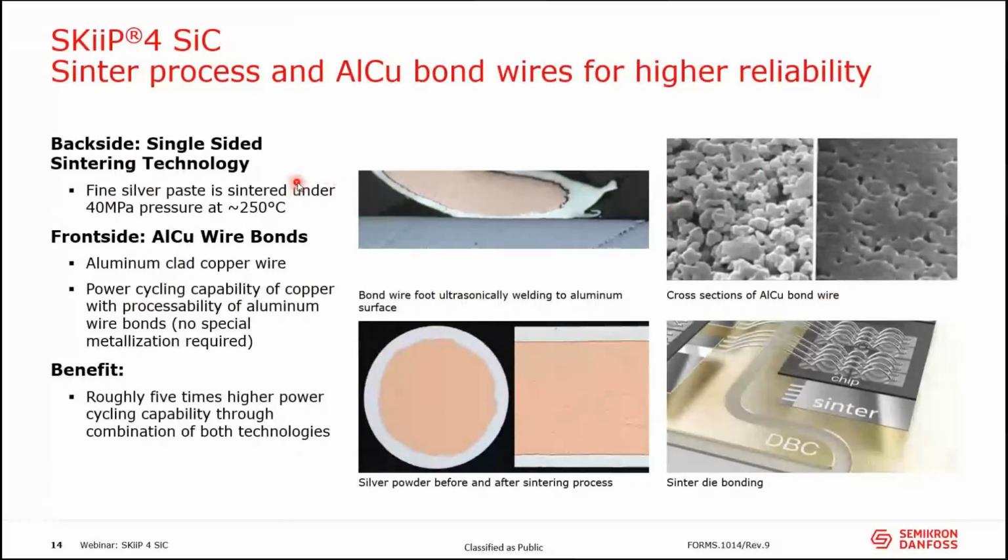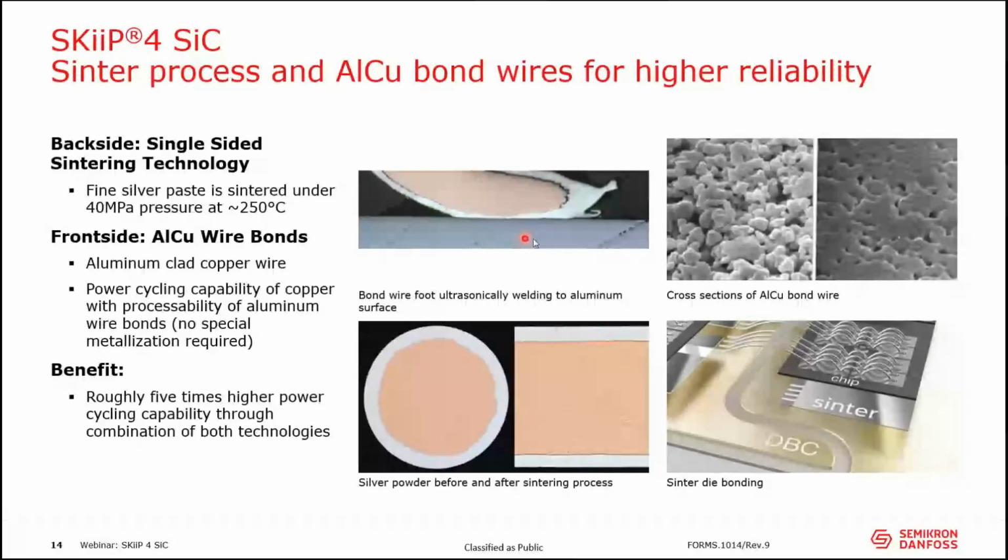In the picture, you can see the sinter technology. It means that we have silver powder that is pressed at high pressure and high temperature in a special oven, so that we have a very good joint connection between die, chip, and DBC. Aluminium copper bond wires come on top of this chip. You can see the connection in the picture.